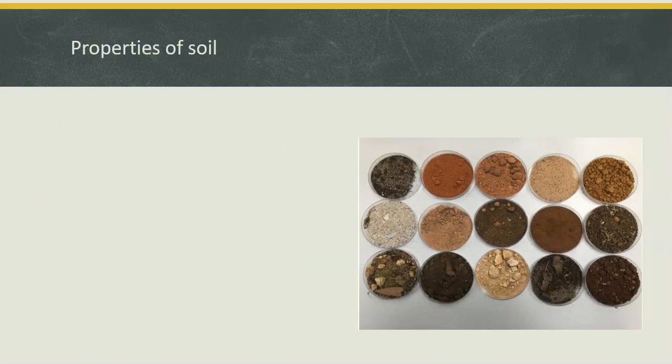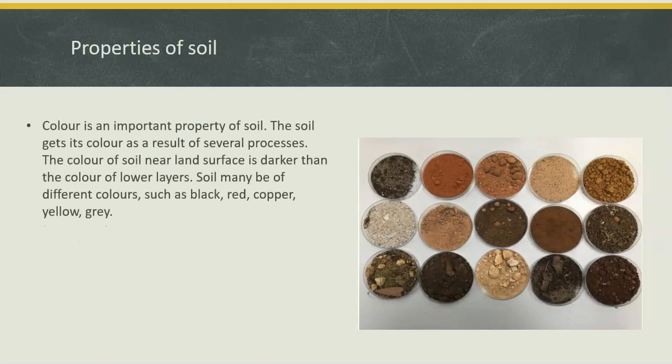Now, properties of soil. Color is an important property of soil. The soil gets its color as a result of several processes. The color of soil near land surface is darker than the color of lower layers. Soil may be of different colors such as black, red, copper, yellow, grey. On the right hand side you can see a picture showing various types of soil on the basis of color.